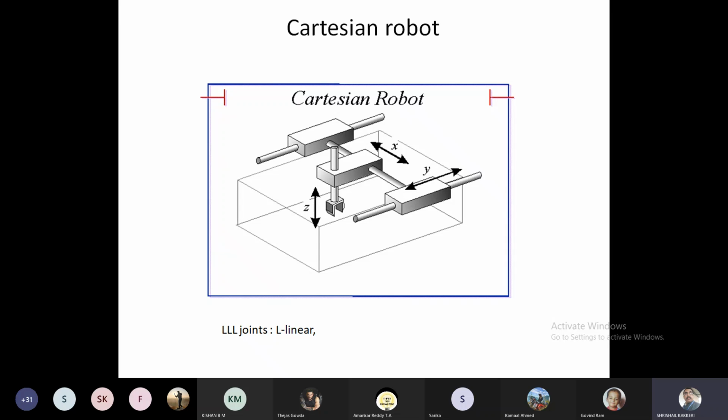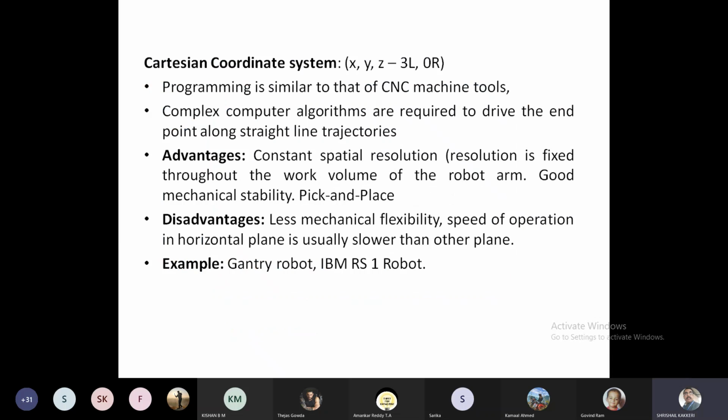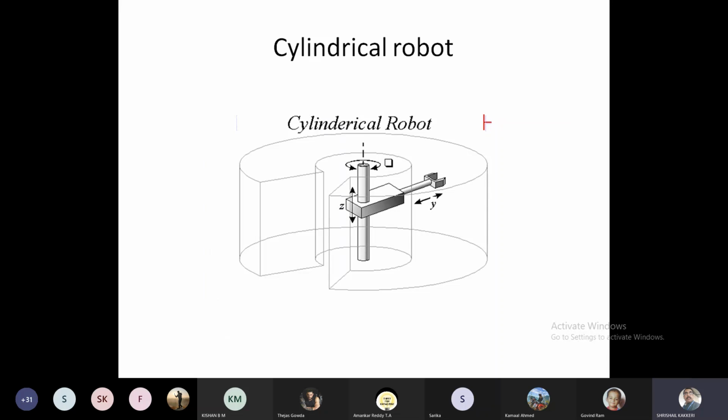So this will be used only for machine loading and unloading operations. Along with this, for all the robots, you can write pick and place. Pick and place is the basic design work which a robot has to perform. Okay, this is what I want to discuss. Then next, let me come to the cylindrical coordinate.